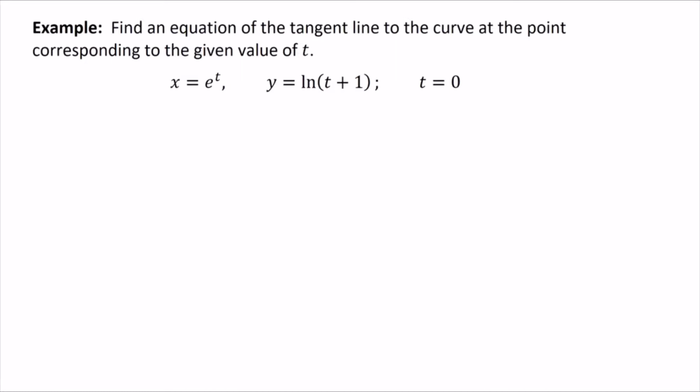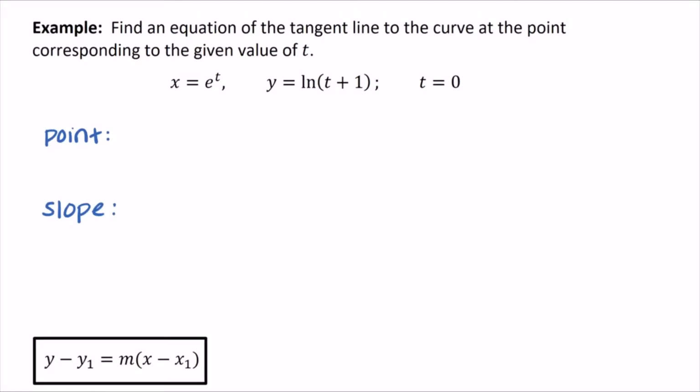To find the equation of a line, we need two pieces of information: a point on the line, (x1, y1), and the slope m of the line. Then we can use the point-slope form, y minus y1 equals m times the quantity x minus x1.